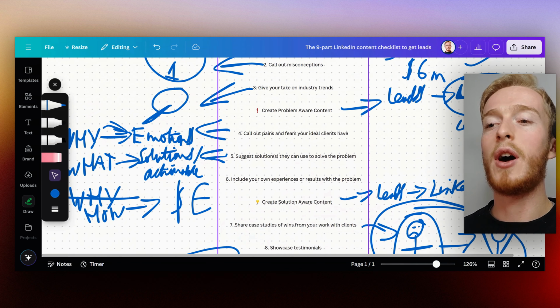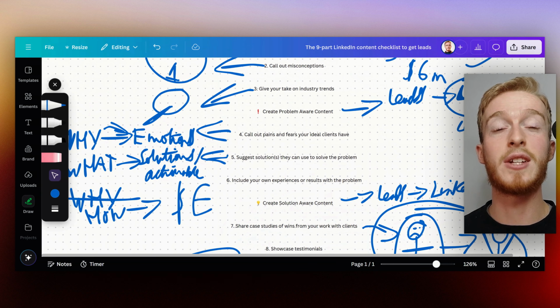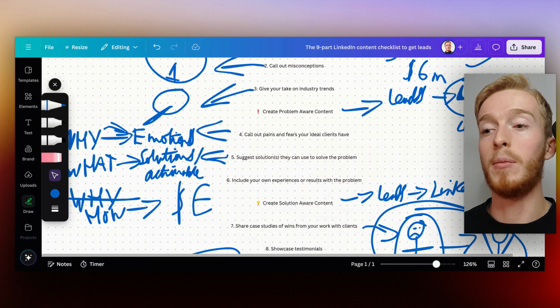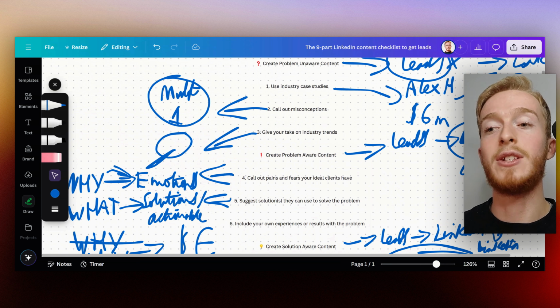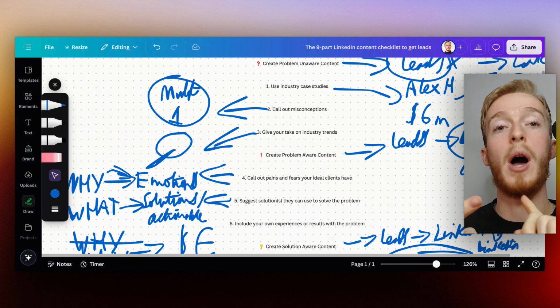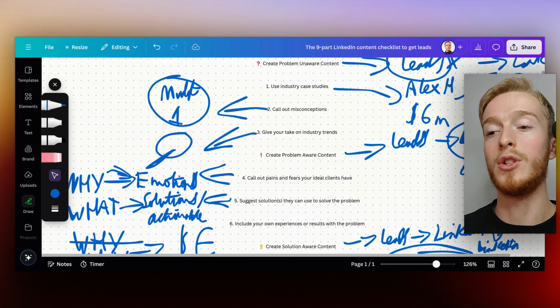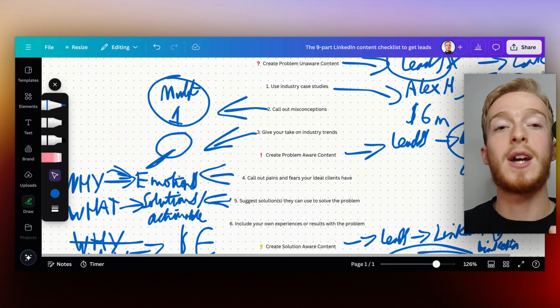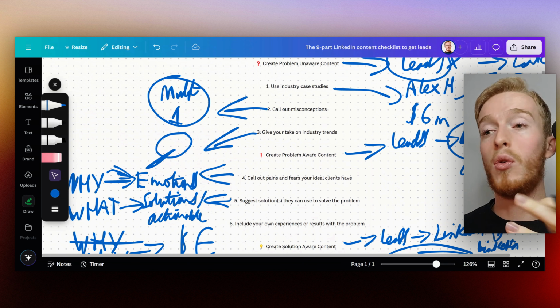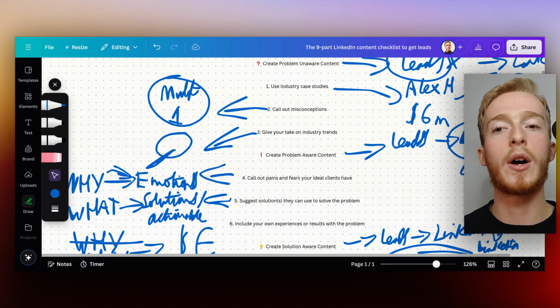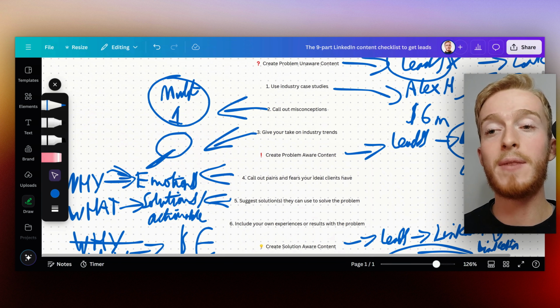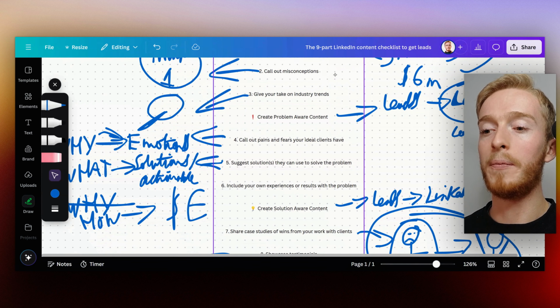So overall, this is the content checklist I would follow typically, as a coach, to get leads from LinkedIn. And really, as an overview, what you want to be doing is creating problem unaware, problem aware, and solution aware content, because I find that your ideal clients are going to be almost organized into these three areas. And so if you can target all of these people in your content, then I think this is going to really help you do that just as well.